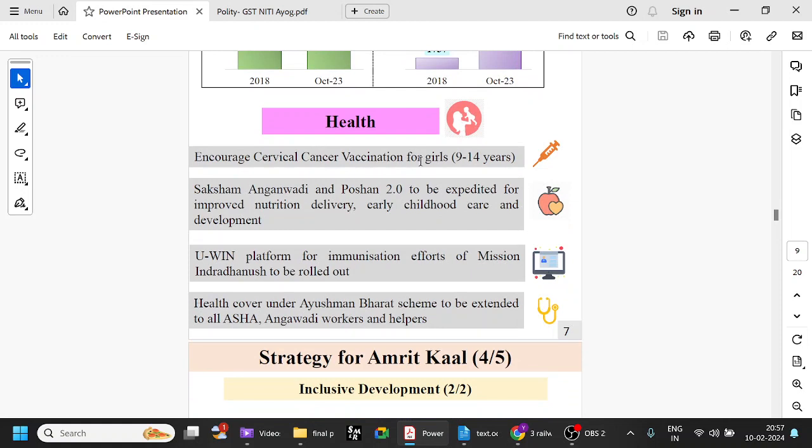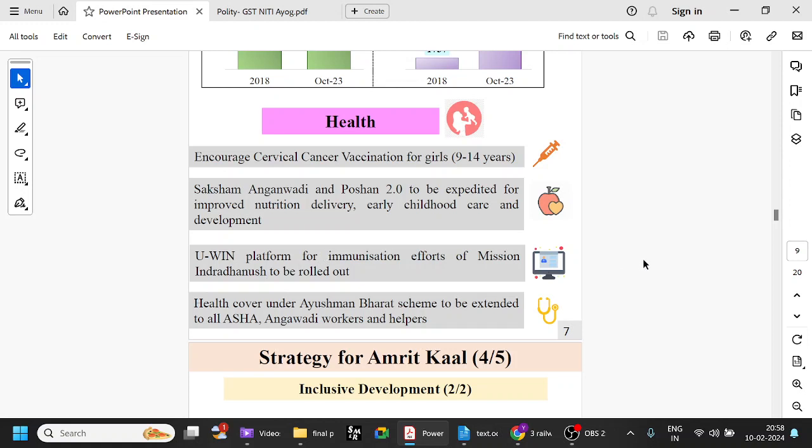Cervical cancer vaccination for girls 9 to 14, Saksham Anganwadi and Poshan 2.0 to be expedited. Early childhood care. U-WIN platform for immunization. This is also important. And Mission Indradhanush. Mission Indradhanush also comes in the banking sector; for banking reforms there is also something called Indradhanush, but generally when you say Mission Indradhanush, it is about immunization. And the diseases are measles, rubella, polio, all those vaccines come under Mission Indradhanush.